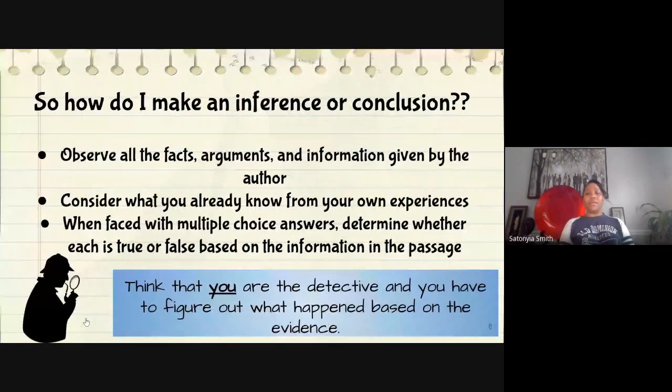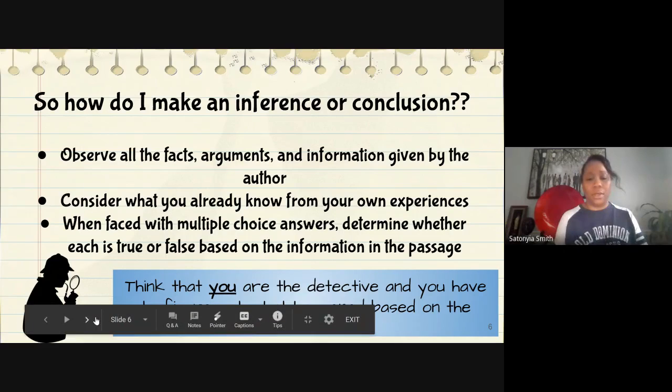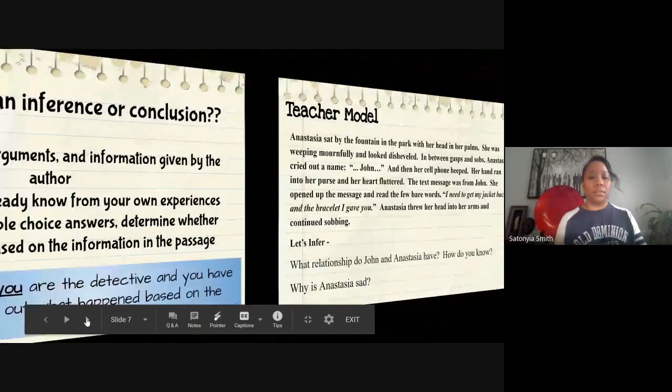So how do you make an inference or draw conclusions? You want to observe all the facts, arguments, and information given by the author. So you want to really look at it. You want to consider what you already know from your own experiences. So maybe you've experienced something similar, or maybe you've seen somebody experience something similar. And you want to determine what information is true or false based on the information in the passage, especially when you have multiple choice answers, which you will have some of those today. So you're gonna have to use those detective skills.